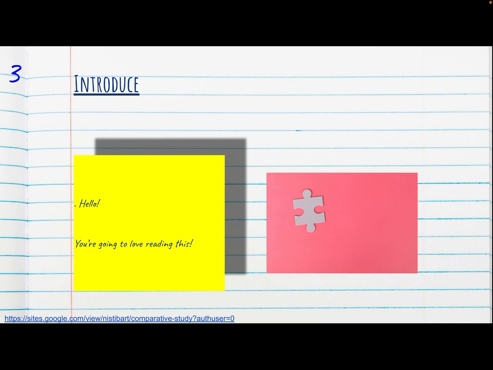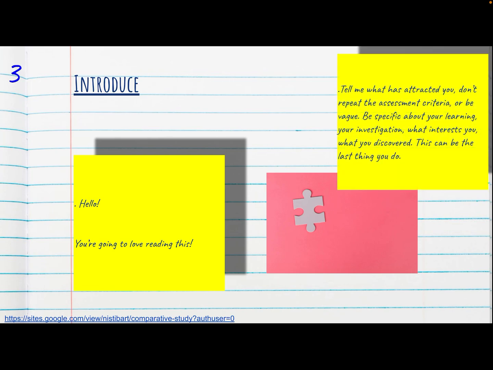The third thing I would say is introduce it. The fundamental thing I need to understand from this is you're going to love reading this. Get me excited. I've had a hard day at work. I've come home and I now have to grade these. I don't need to know about the assessment criteria because they've already been set. So tell me what has attracted you to these artists, to study this thing, to make these connections.